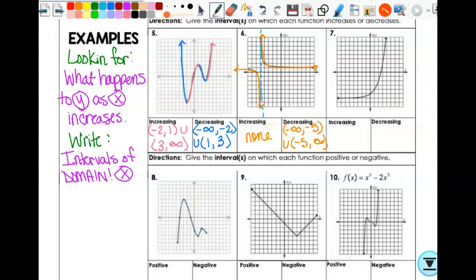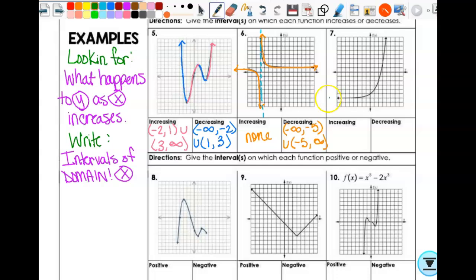And notice the only thing that affected this was my vertical asymptote. My horizontal asymptote didn't have anything to do with it. Okay? What questions you got? No questions? Are you sure? Okay. Then let's look at number 7.